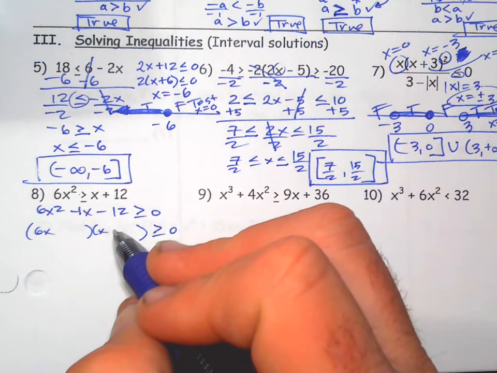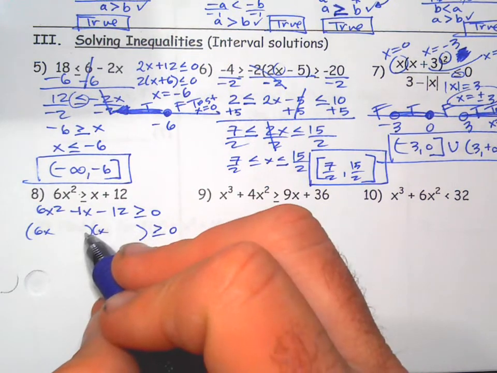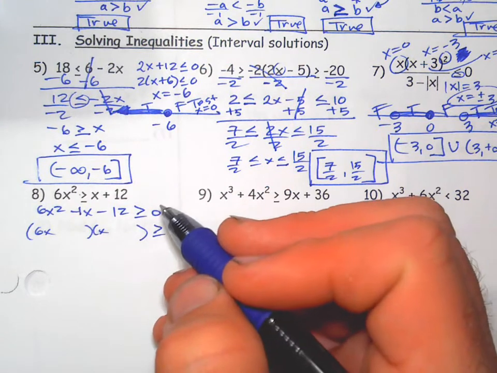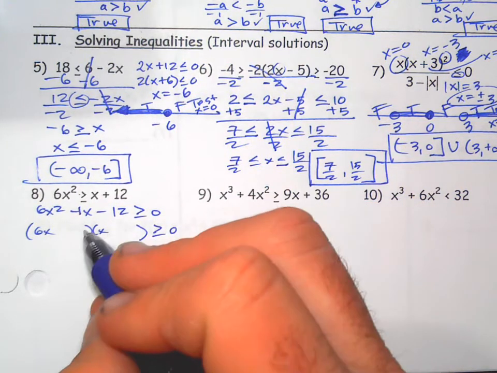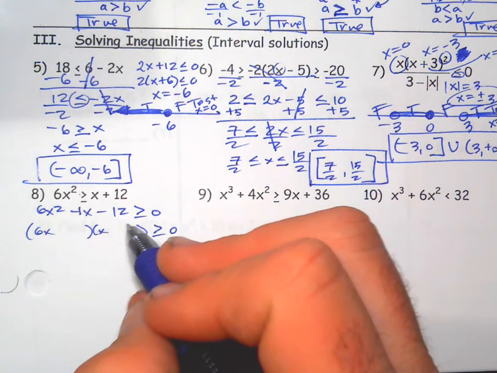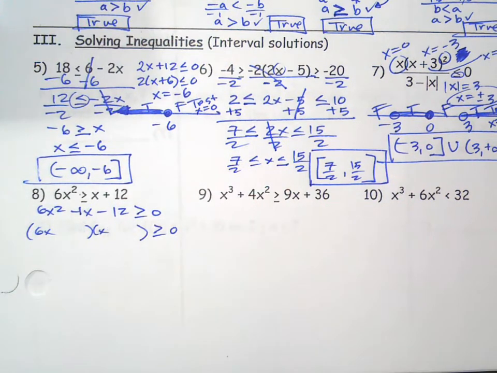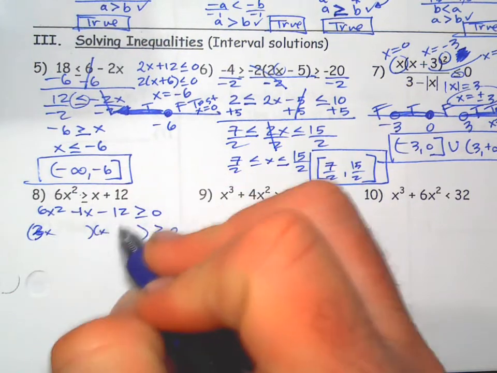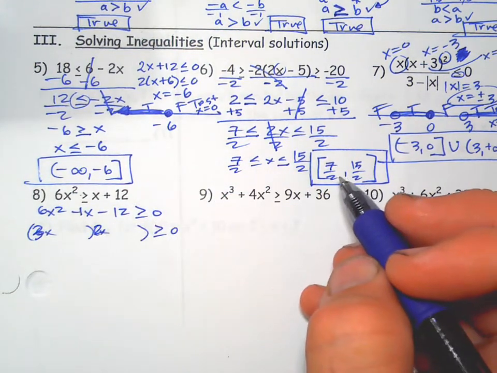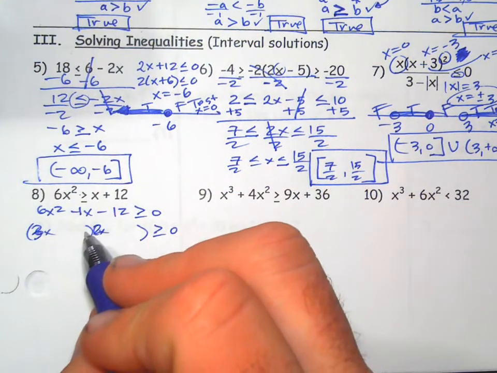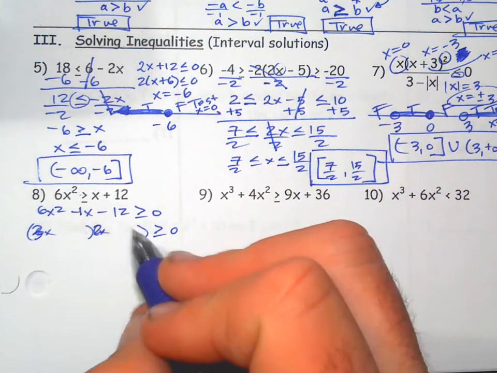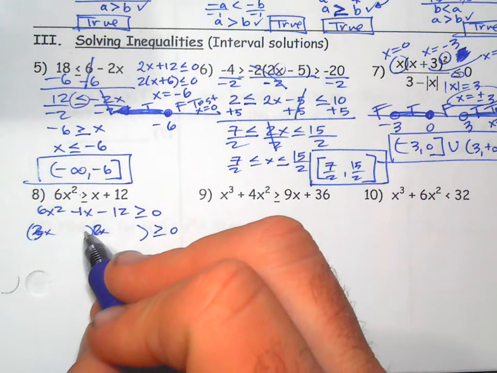So if we do 3 here and 4 here, nope. 4 here and 3 here, nope. 2 and 6. If you do 6 here and 2 here, nope. 1 and 12. No, so I think we've got to try 3x and 2x. So then if I do 12 and 1 here, nope. 3 and 4, 3 and 4. Ooh, I think that's it.